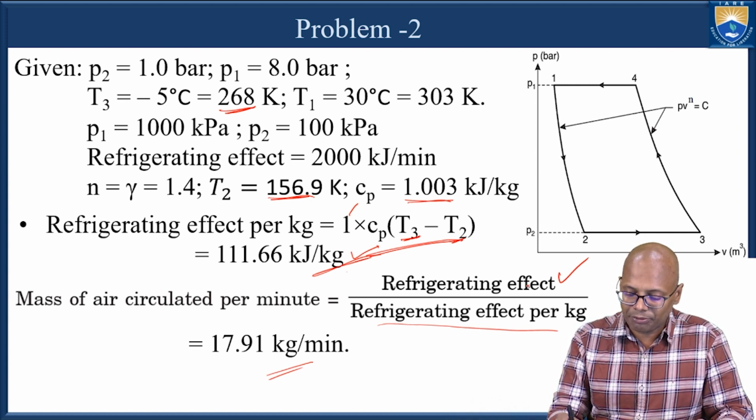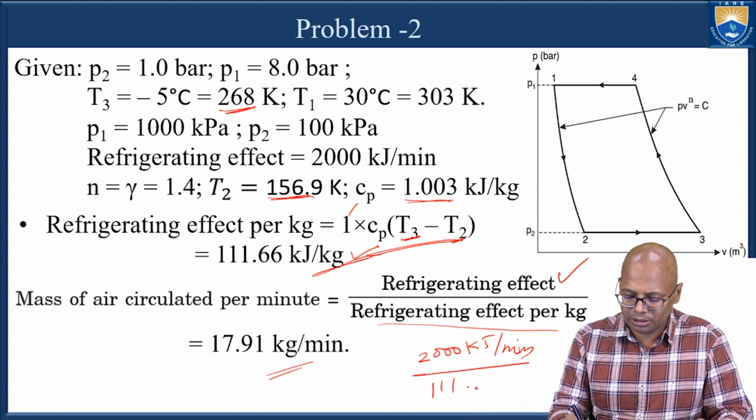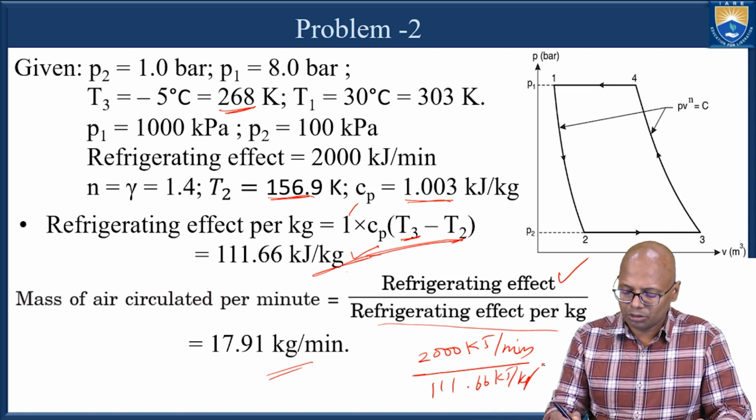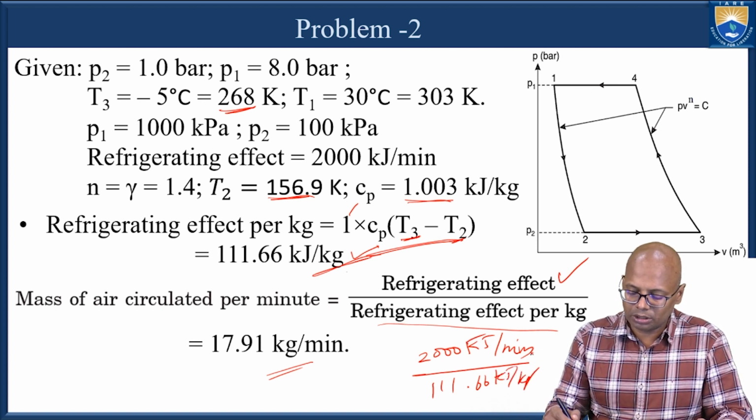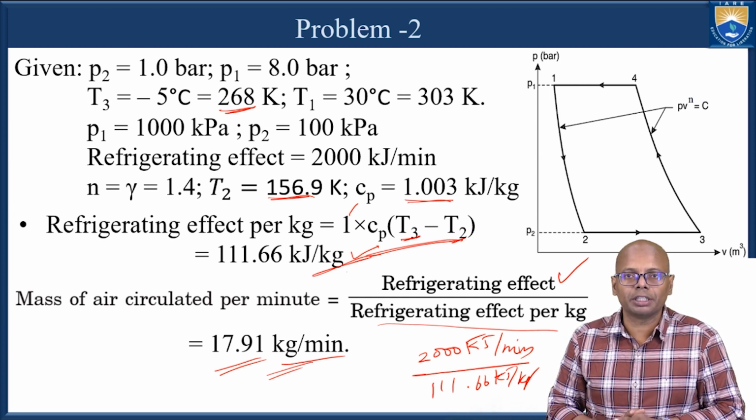So the refrigeration effect is 2000 kilojoule per minute divided by 1166 kilojoule per kg. The kilojoule will cancel, and I will get kg per minute. If I simplify this, I will get 17.91 kg per minute.